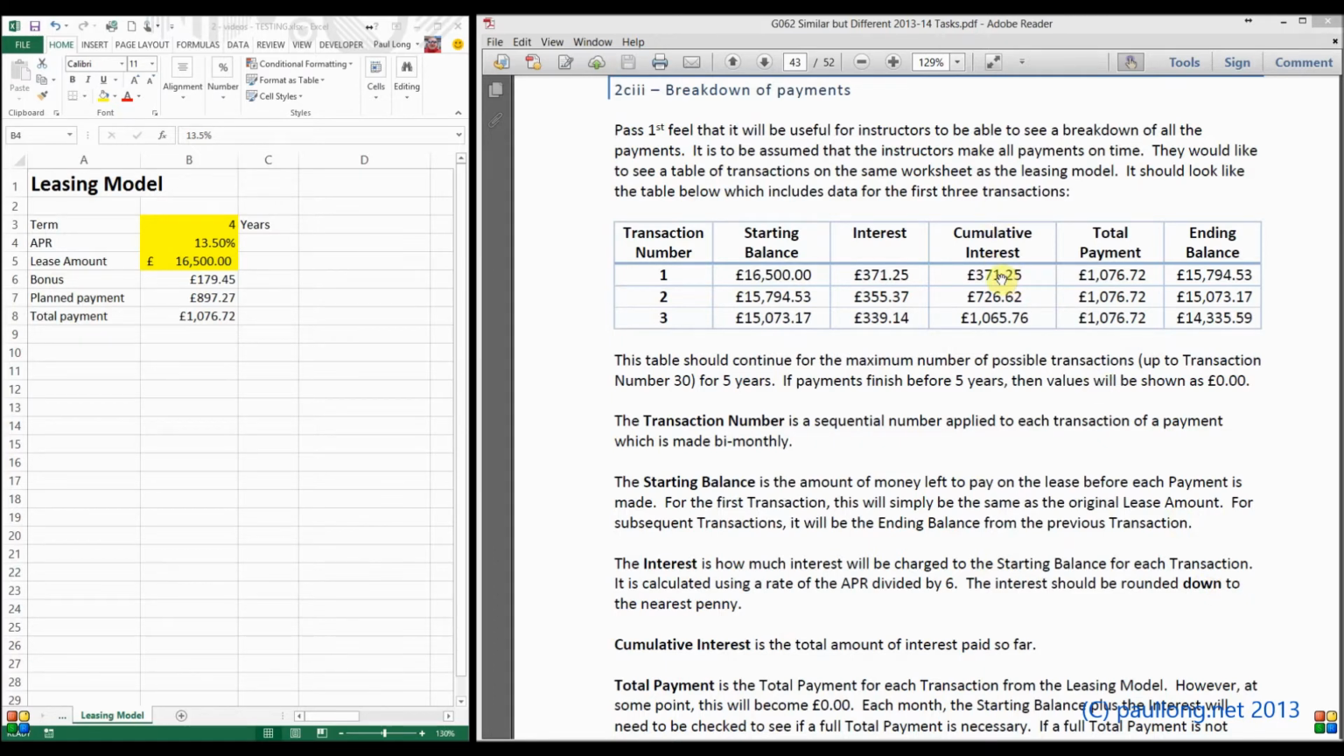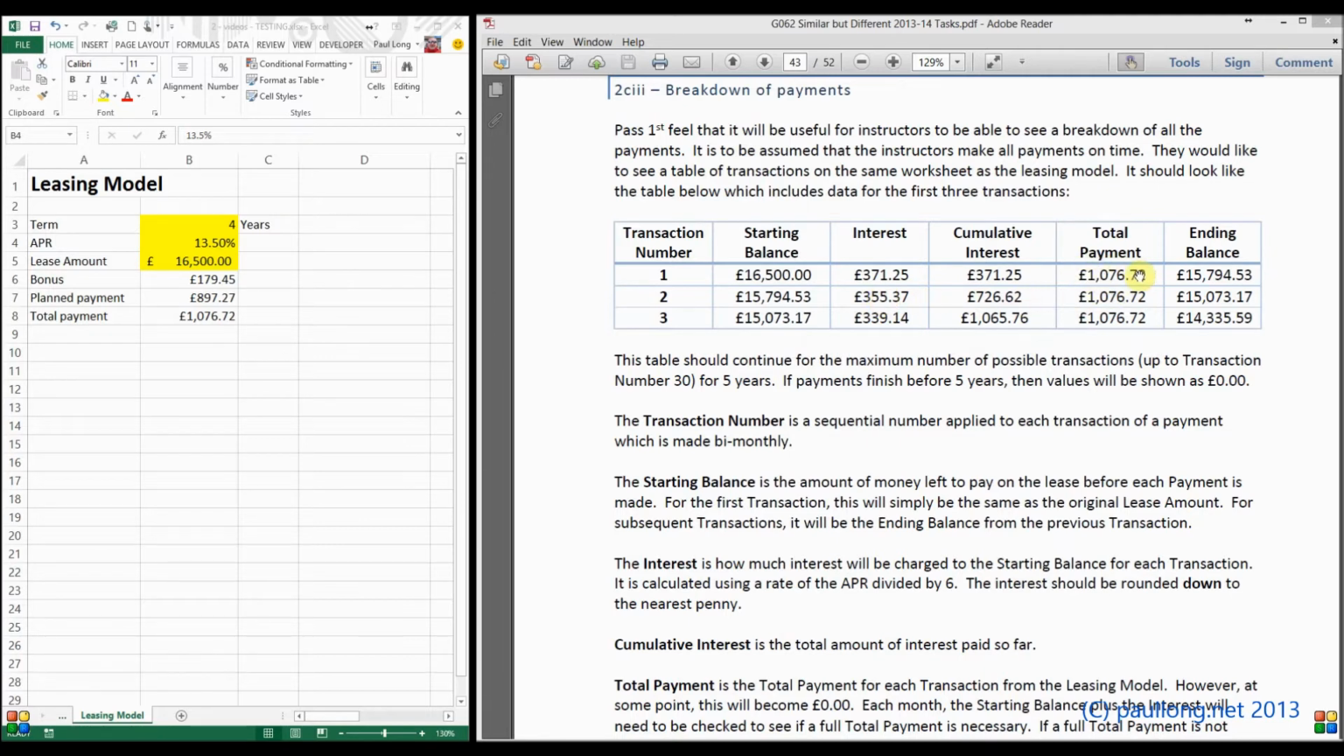Our cumulative interest is how much interest has been paid so far. So in the first transaction, the total interest is just the same as this interest payment here. But every time afterwards, the total interest will be how much interest has been paid so far, the cumulative interest, plus the interest for this particular transaction.